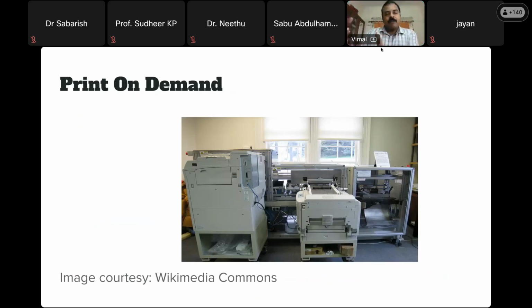The method of working is that the inner pages and the cover page of the book, the digital version of the book, are available in the server. Someone places an order. The print instruction is sent. It will print both the inner pages and the cover pages and bind it. The output will be a ready-to-use book.